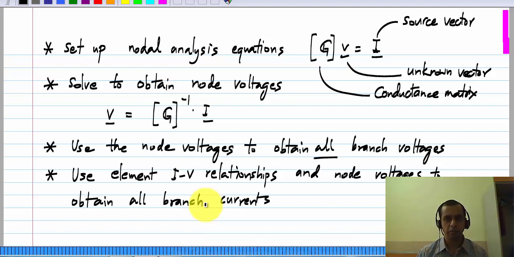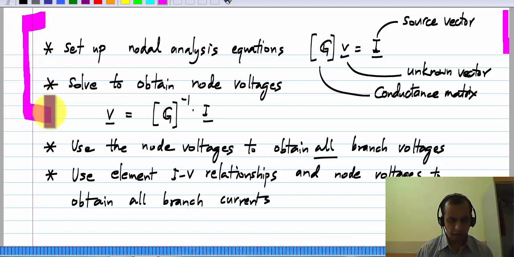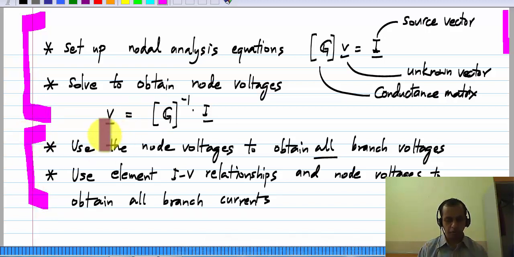Okay, now of course the hard part consists of these two steps, so that's what I have emphasized. So when we say nodal analysis, that is what is meant by nodal analysis, although to get all the branch voltages and branch currents you need to do these as well. But once you have solved for this unknown vector V, these steps are rather easy. Okay.